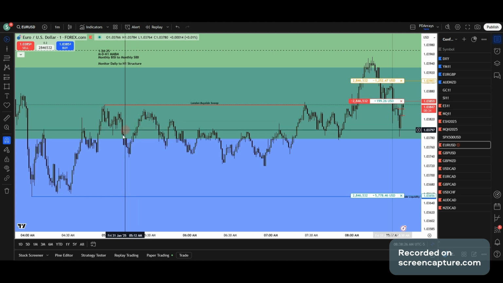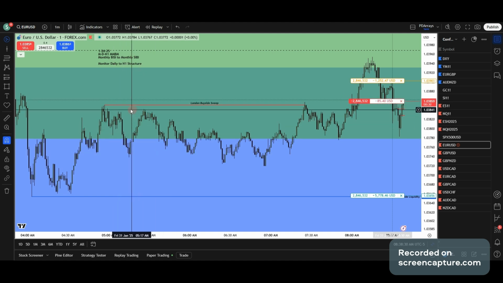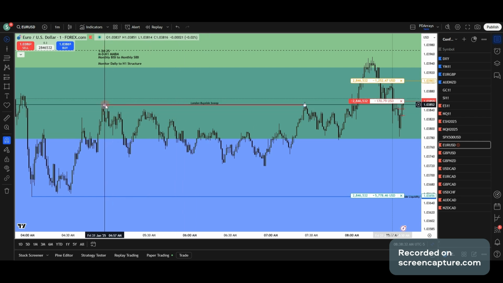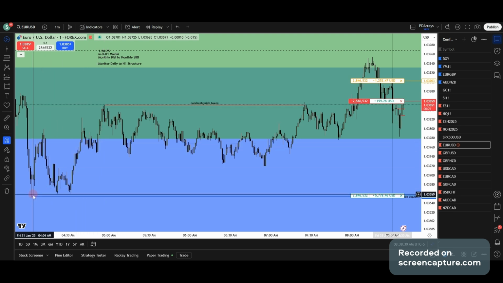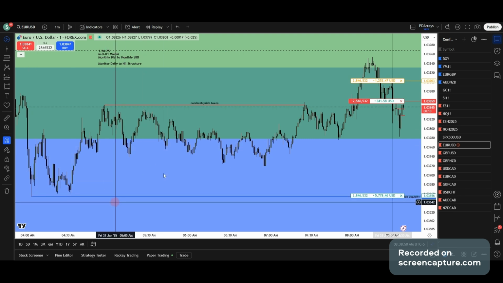our important liquidity pools will be our London buy side, which is the high that was formed between 2 a.m. and 5 a.m. The highest high during that time period is right here. And then the lowest low is London sell side liquidity. So the low between 2 a.m. to 5 a.m., that low is down here.